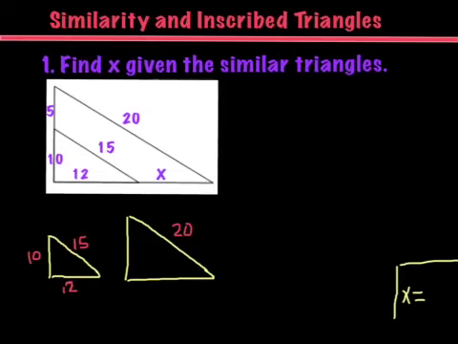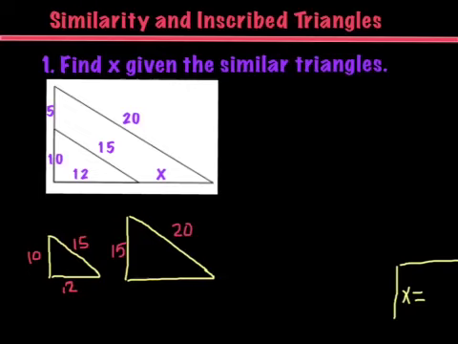Now we have to be really careful when we're labeling the other two sides. If you look at this side, what is this side length? Well, from here to here is 10, and from here to here is 5, so this length would have to be 15. So this length is 15.